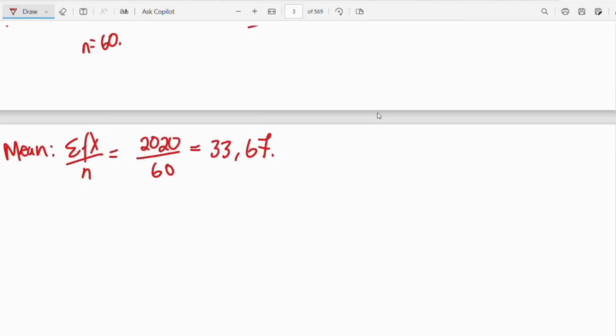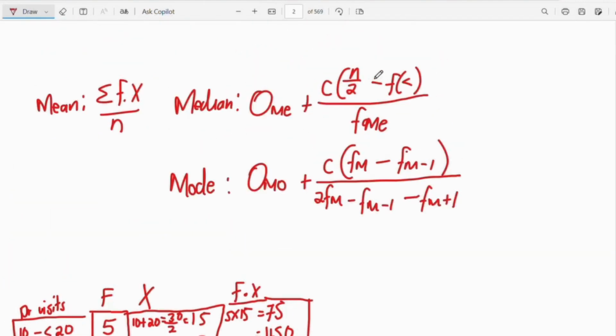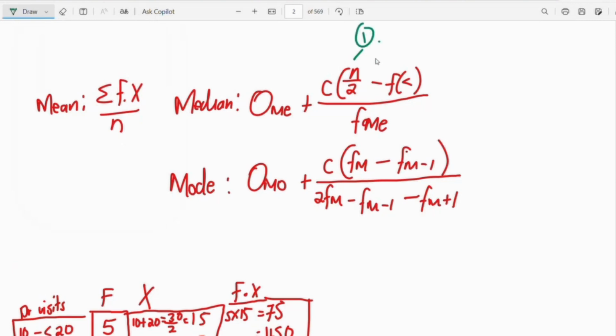Right? So now let's see. We want now the median. In order to get the median, let's look at the formula. We need to first establish what we have. This is where you first start: n, which is 60, divided by 2 gives you 30, which means 30 is where the middle number will be.